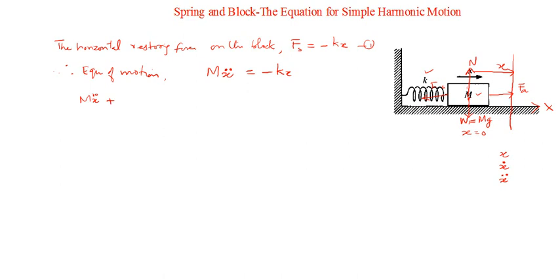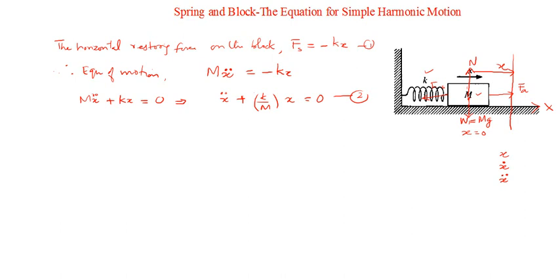I'm taking the minus kx term from the right side to the left side, so it will be plus kx, equal to 0. Or dividing throughout by m, it becomes x double dot plus (k by m) into x equals 0. We call that equation number 2, and this equation can be regarded as a very important equation in the discussion of the problem.